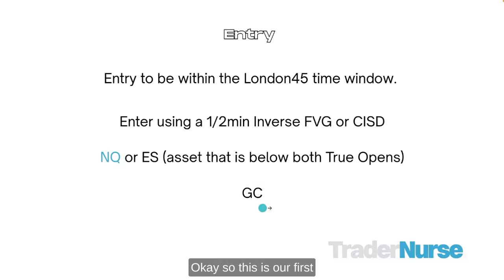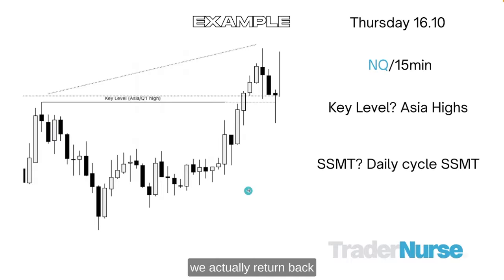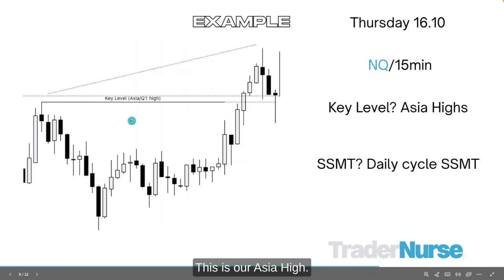Okay. So this is our first example, and you can see we actually return back into the range up here. And this part to the right is the part we're focusing on, because this is the part we actually traded. And I took this trade live. I took this trade and showed it on X, and I took this trade in front of people. Anyone who's there can attest to that. But anyway, this is our key level. This is our Asia high.